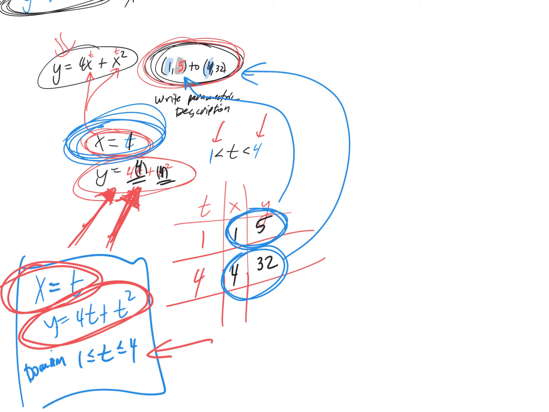Okay. Let's do one more of those. y equals 3x to the third plus x from 1 comma 4 to 2 comma 26. Write an equation for that one. You might be like, that is an equation for that one, Mr. Surver. I want a parametric equation for that.